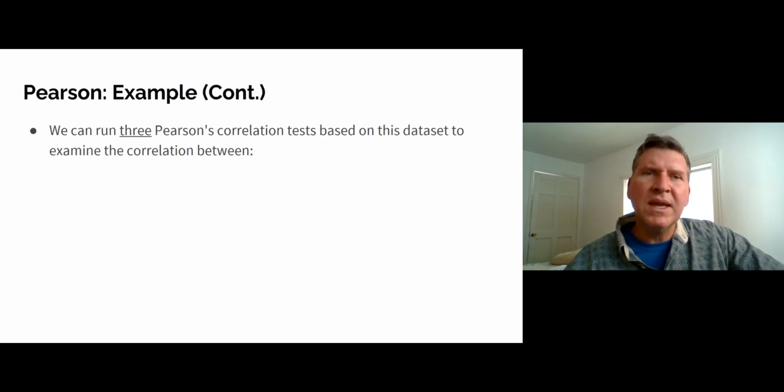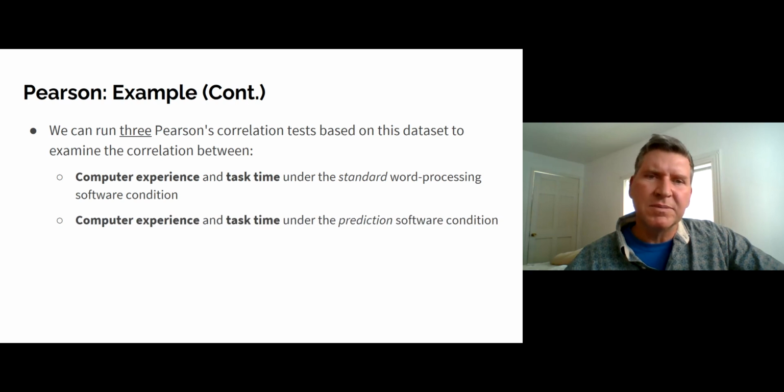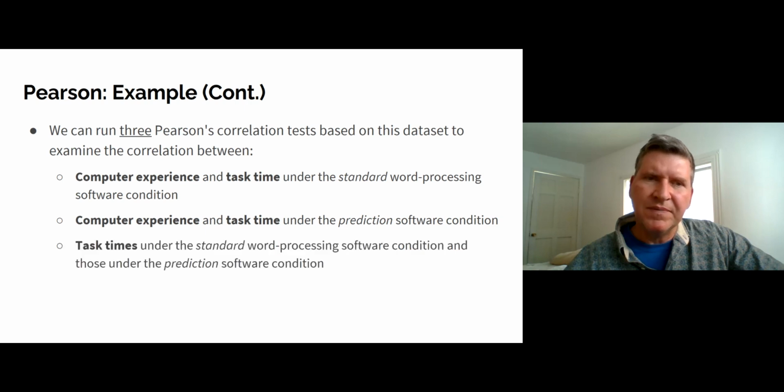So we can run 3 Pearson's correlation tests based on this data set to examine the correlation between computer experience, the number of years, and the task time under the standard word processing software condition, the computer experience and the one under the predictive software condition. And then we can look at the task times between the standard and those in the predictive software condition. So because we have 3 variables, we can look and make comparisons across all 3, taking one at a time.